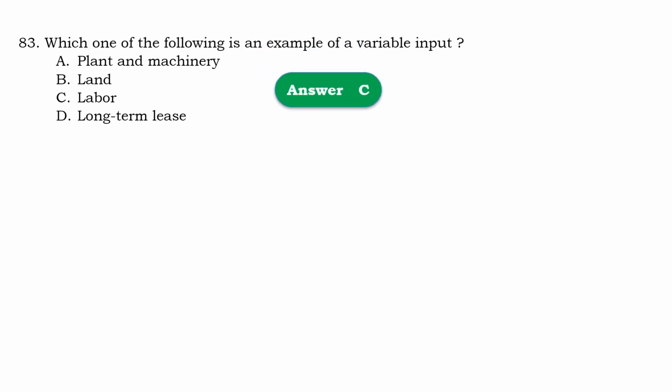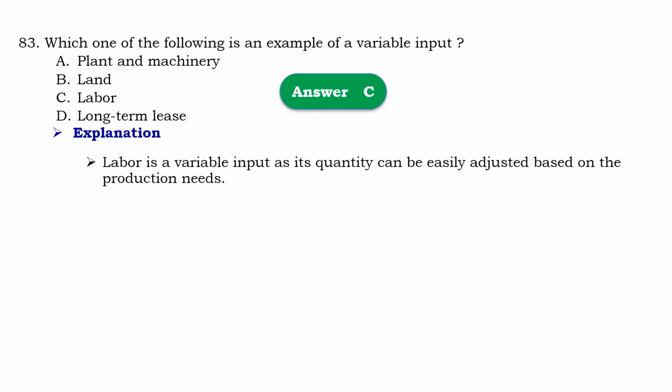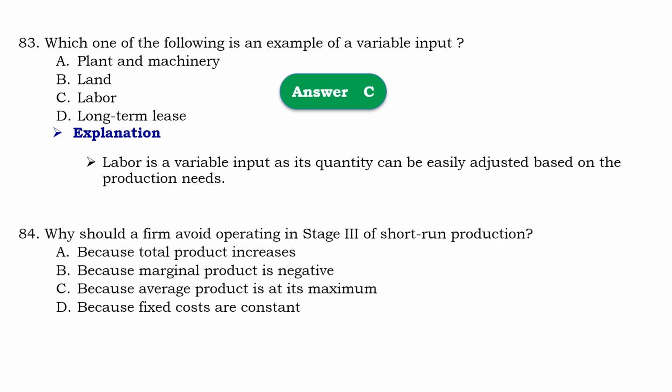So that should be C, labor. Means that labor is a variable input as its quantity can be easily adjusted based on the production needs. Question number 84. Why should firm avoid operating stage 3 of short run production?